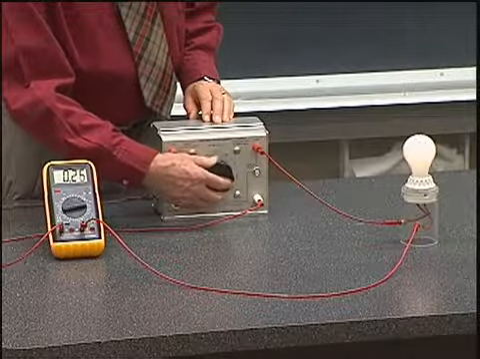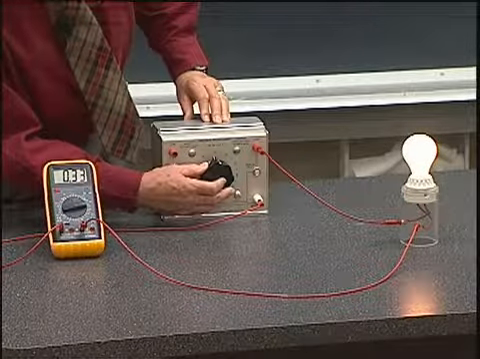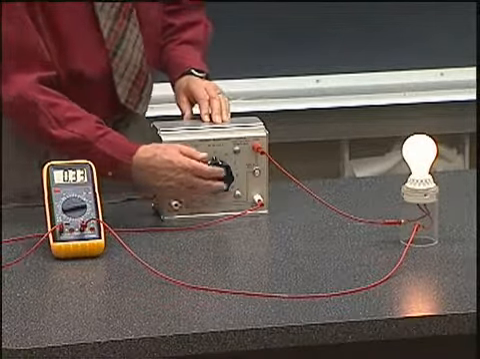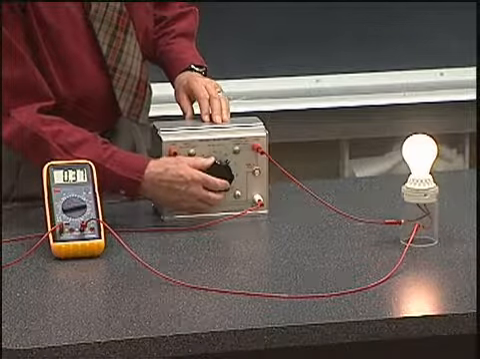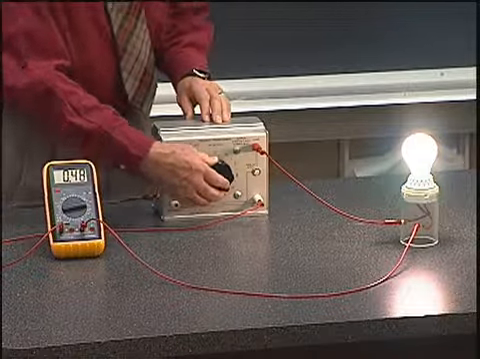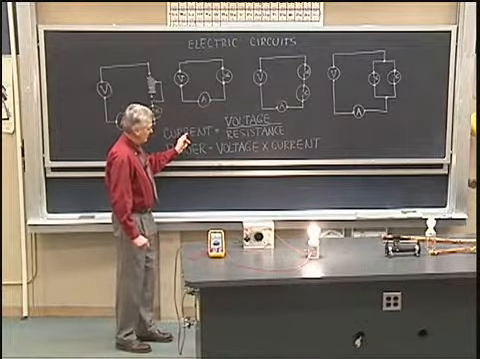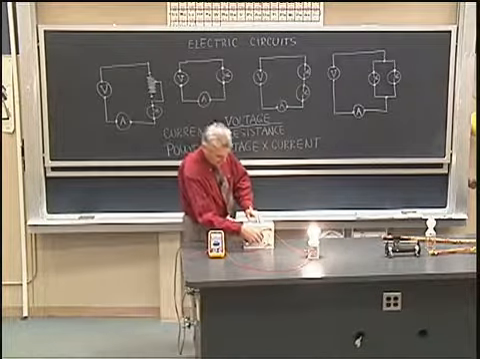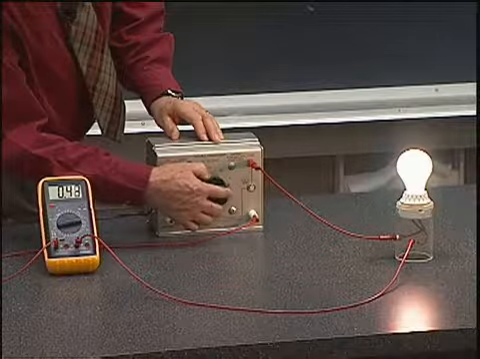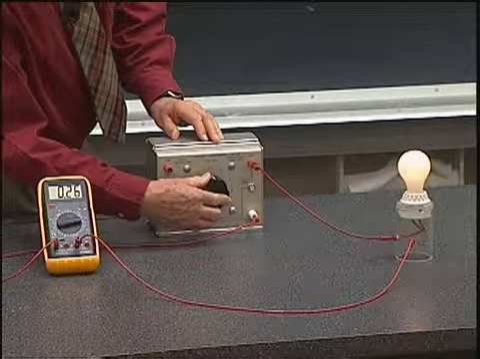And let's watch what happens as we increase the voltage. The current now is 0.33 amps. We increase the voltage further, and the current increases further, showing that a voltage increase will cause a current increase. Similarly, as we reduce the voltage, then we also reduce the current.